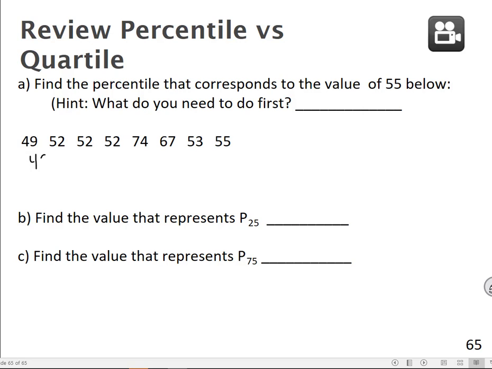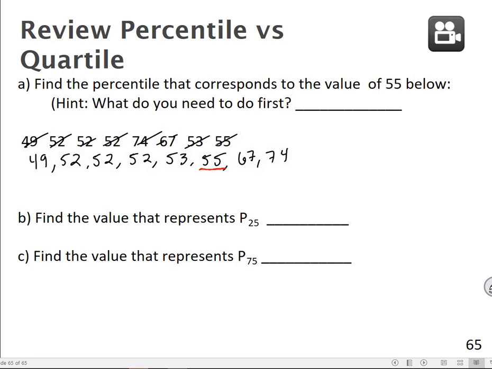So 49, 52, and I have another 52, and another 52, and then I have a 53, so I'm going to put that next, and then 55, 67, and 74. Okay, so I'm asked to find the percentile of 55, so I'm going to underline 55.